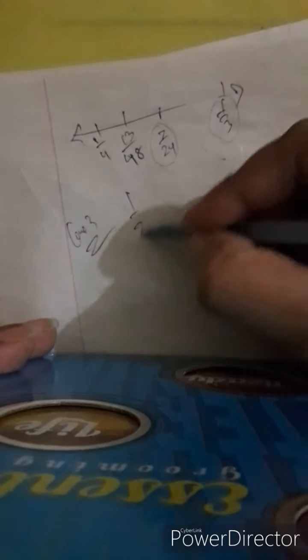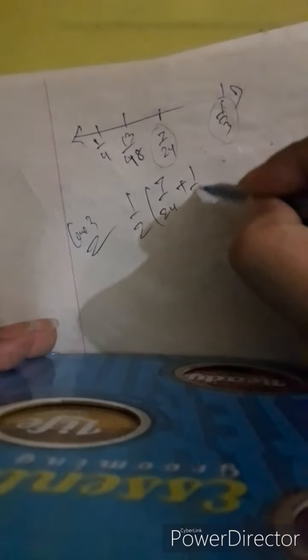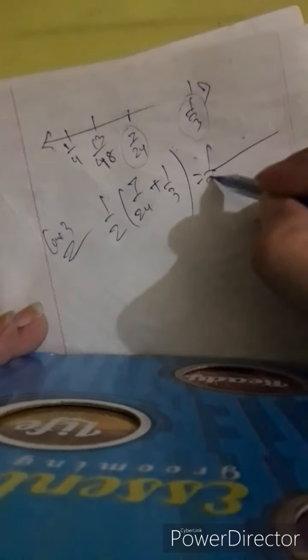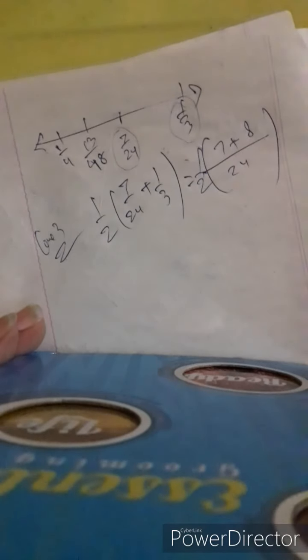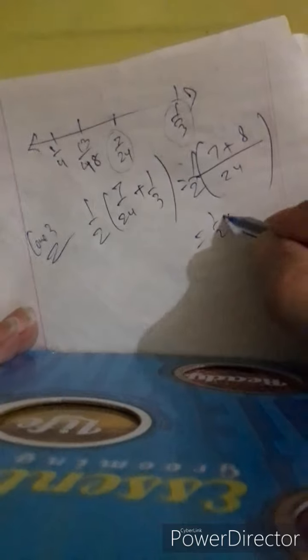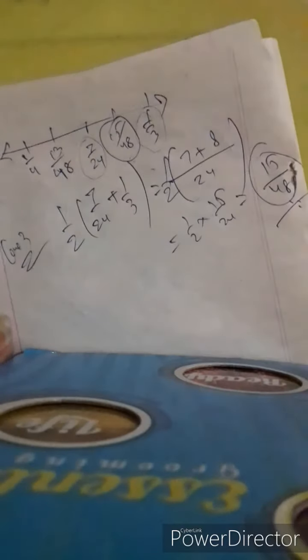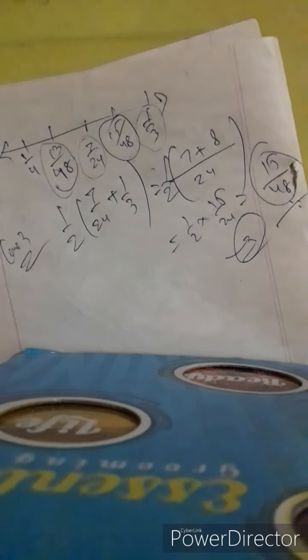So case 3, again taking half of 7 by 24 plus 1 by 3. What does it come? Half into 15 by 24, that is 15 by 48. So 15 by 48 becomes another number. So we got the third rational number. Till now we obtained these three rational numbers, 13 by 48, 7 by 24 and 15 by 48.